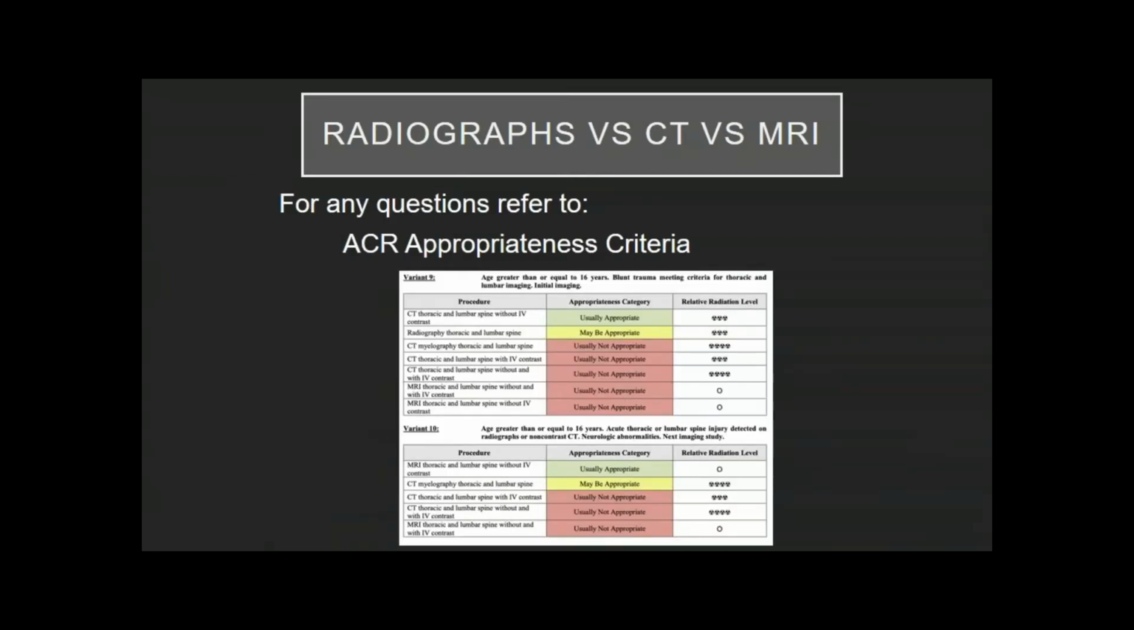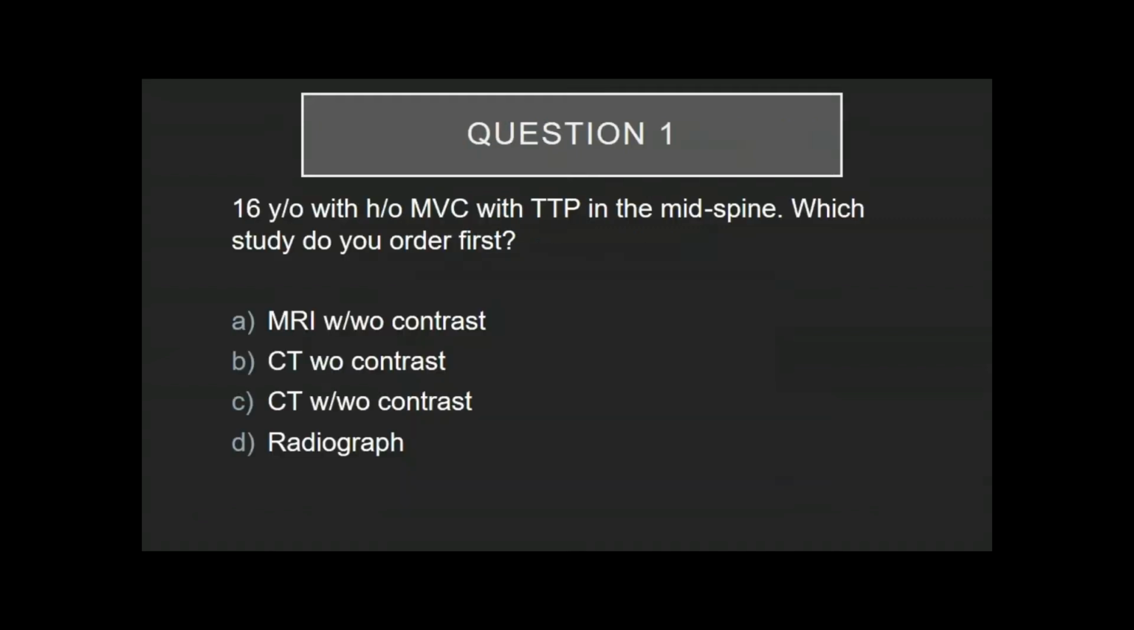Any question on spine imaging? We have many, many sources online, but the main one is this ACR appropriateness criteria. It can answer all of your questions. When should I get this? When should I get that? And it is pretty invaluable, especially early on when you're trying to figure out what imaging study to get.